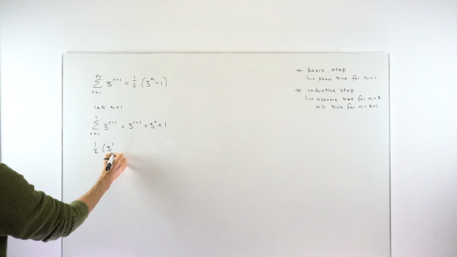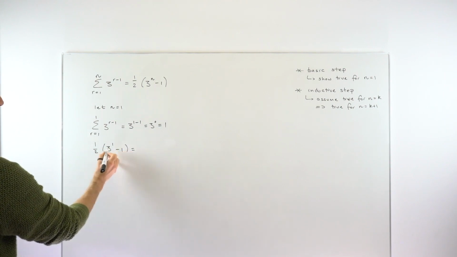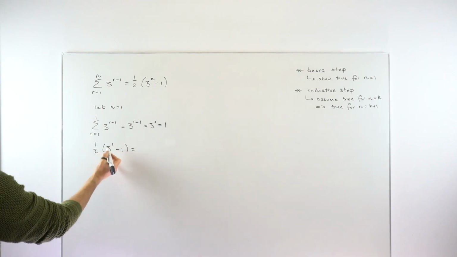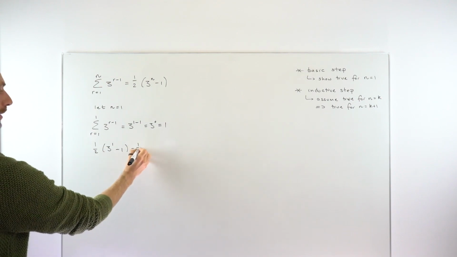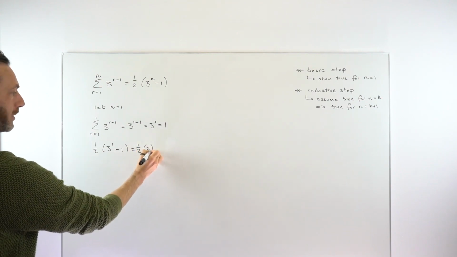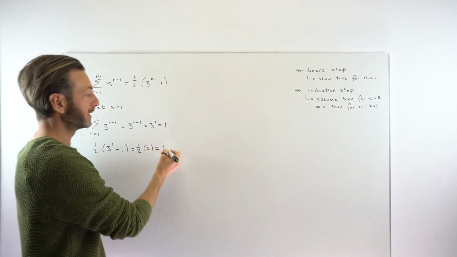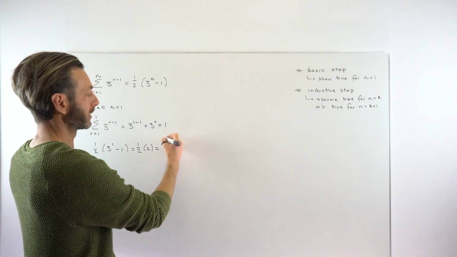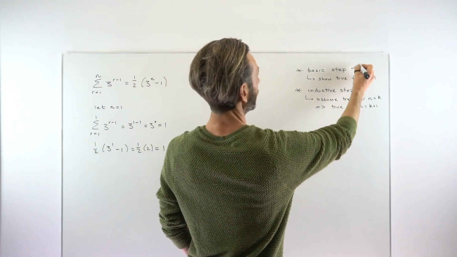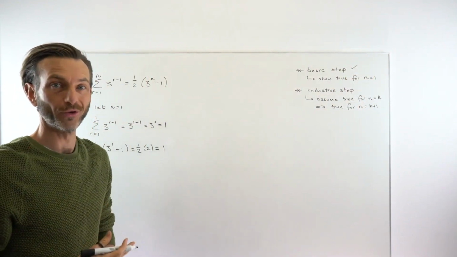So 3 to the power of 1 this time, minus 1. 3 to the power of 1 is just 3. 3 minus 1 is 2. So that becomes 1/2 multiplied by 2. 1/2 multiplied by 2 is 1. So those have come out to be equal. That's what we expected. So that's fine. So we can sign off on the basic step, which is the more trivial part.